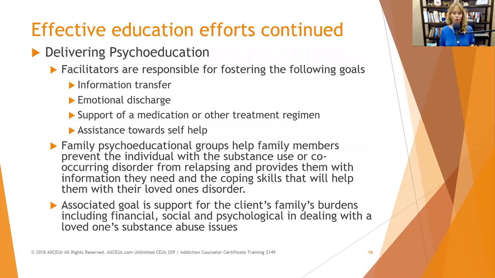An associated goal is supporting the family's burdens, including financial, social, and psychological burdens in dealing with the loved one's substance abuse issues. So we want to help them reach out to those resources that can help them help the person recover. And we want to help them reach out to resources that can help themselves recover. Addiction impacts everybody in the family. It's not just an identified patient, like somebody who breaks their leg. Addiction really has an impact on everybody. And everybody is probably going to have some issues that they need to deal with, either in self-help groups or mutual support, or actual counseling and therapy.